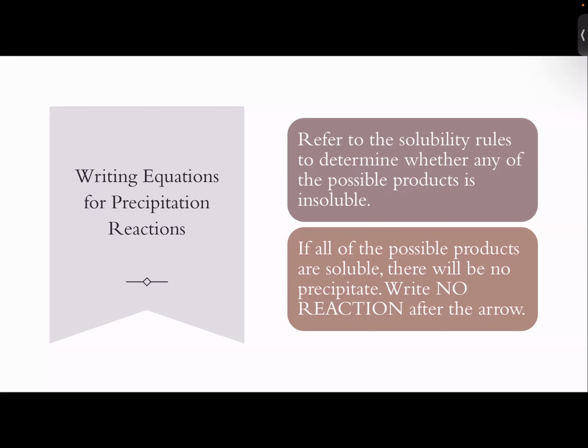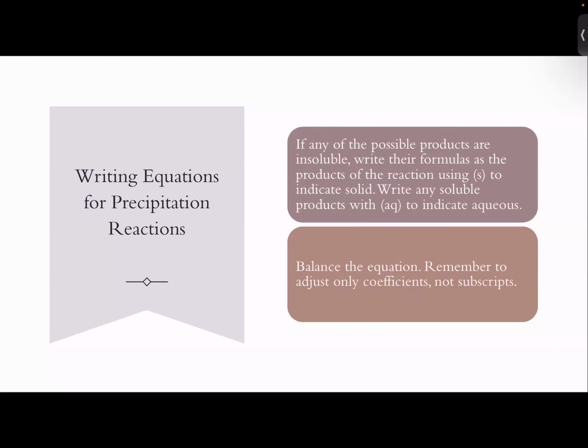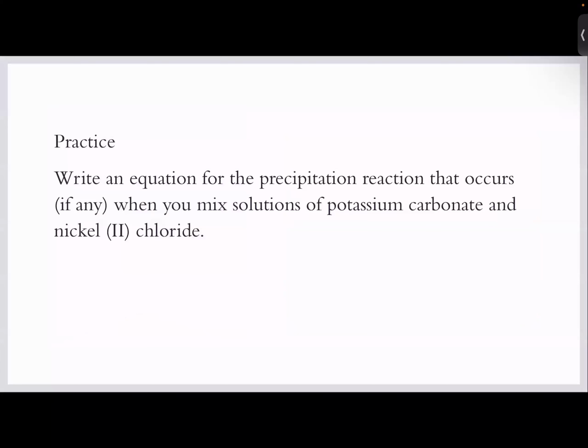If neither of the products formed were a solid, then we will say no reaction. But if any of the possible products are insoluble, we will write their formula as the products of the reaction using an S to indicate a solid, and we'll write any soluble products as aqueous to indicate that they are soluble. Then we'll balance the chemical reaction. Now, let's look at this in action.